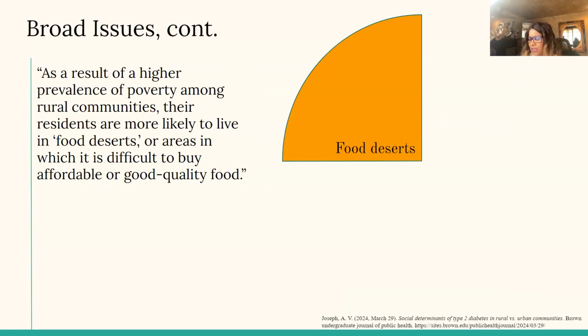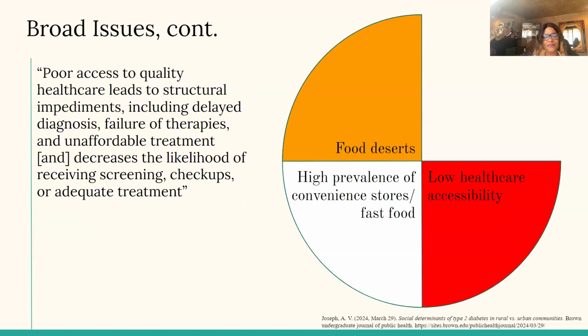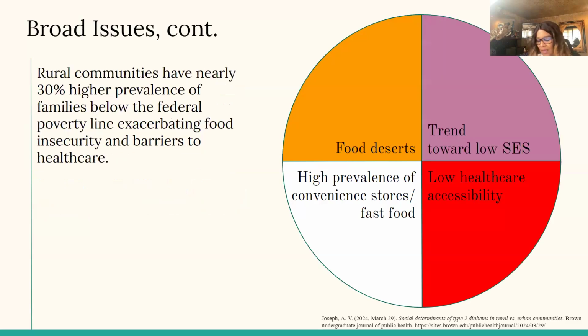People in rural communities generally have less access to affordable food. Next slide. Rural communities have a high ratio of fast food and convenience stores, meaning there is a lot of processed food available. Next slide. Difficulty accessing healthcare means that diagnosis and treatments are often significantly delayed. Next slide. Rural communities have a much higher incidence of poverty. Next slide.